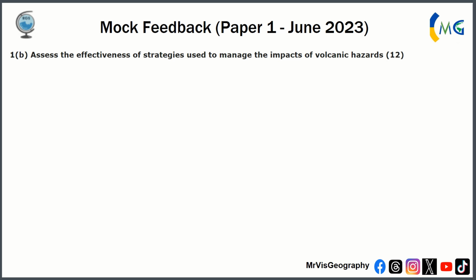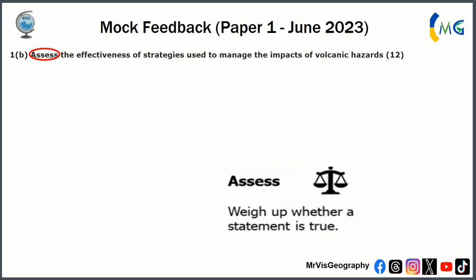12-mark question in Tectonics. It said: assess the effectiveness of strategies used to manage the impacts of volcanic hazards. 12 marks. So the first thing to identify here is that it's an assess question. When the question says assess, you need to weigh up whether the statement is true by looking at different sides of the same argument. Okay.